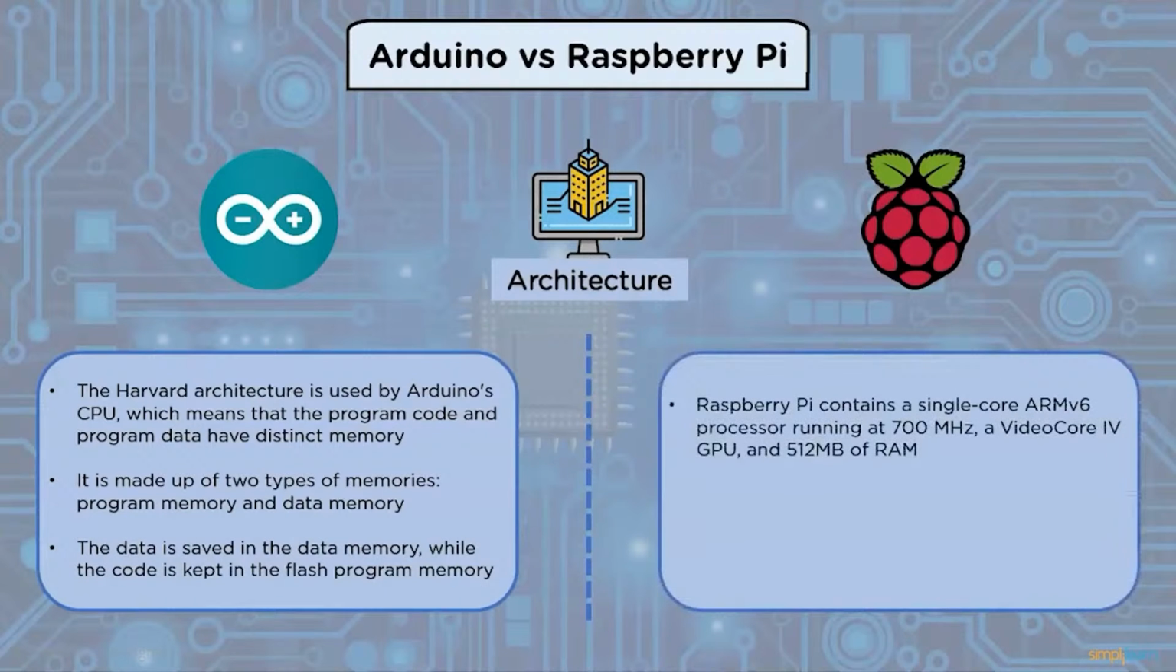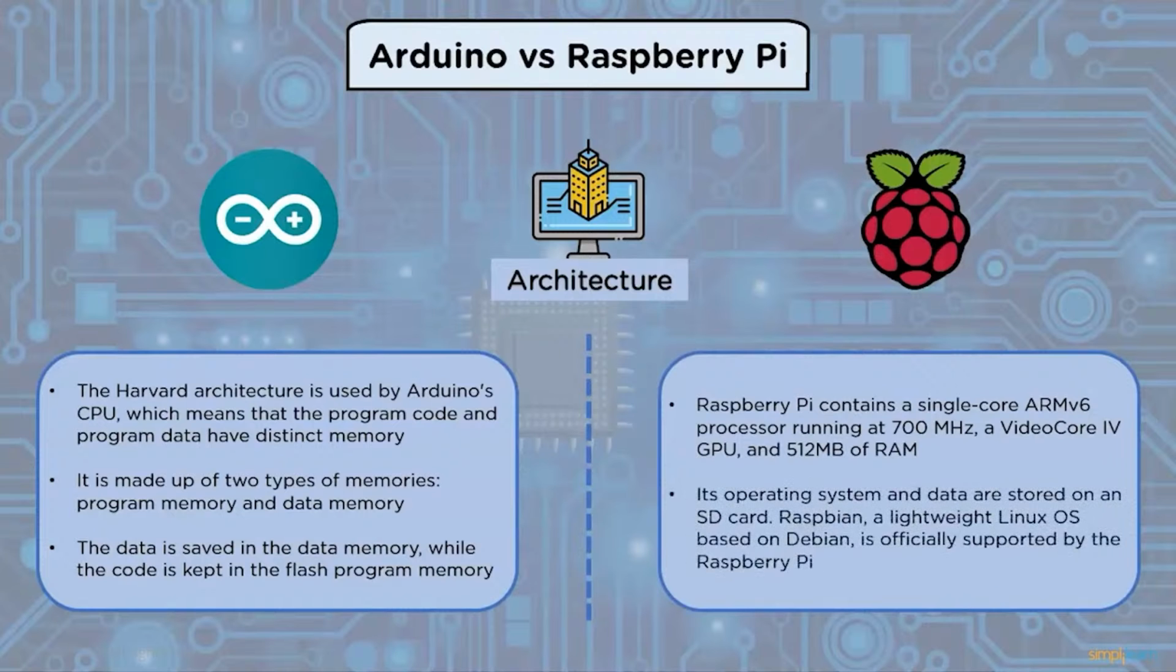Whereas Raspberry Pi contains a single core ARM V6 processor running at 700 MHz, a VideoCore 4 GPU, and 512 MB of RAM. Its operating system and data are stored on an SD card. Raspbian, a lightweight Linux operating system based on Debian, is officially supported by the Raspberry Pi.